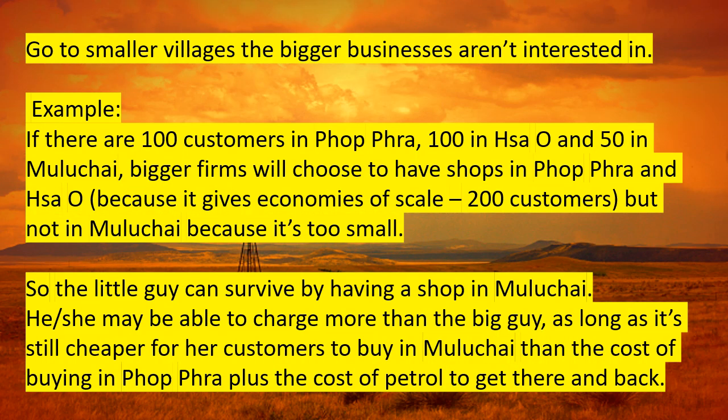Another thing that smaller businesses do, they can go to a different location, to smaller villages that the bigger businesses aren't interested in. So for example, if there are 100 customers in Popra, 100 in Sao and 50 in Murachai, bigger firms will choose to have shops in Popra and Sao because it gives economies of scale, 200 customers, but not in Murachai because it's too small. So the little guy can survive by having a shop in Murachai. He or she may be able to charge more than the big guy, as long as it's still cheaper for her customers to buy in Murachai than the cost of buying in Popra plus the cost of petrol to get there and back.